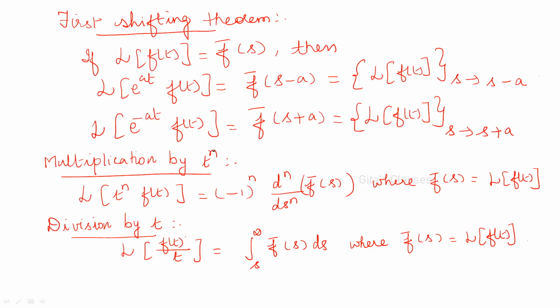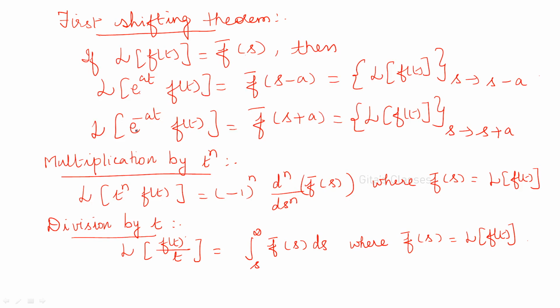The first shifting theorem says that if the function is multiplied by e^(at), without e^(at) you find the Laplace transform and replace s by s minus a. If it is multiplied by e^(-at), without e^(-at) you find the Laplace transform of this function and replace s by s plus a. All these proofs and problems we have done in the previous classes. Please go through that so that you can be thorough with the topics.